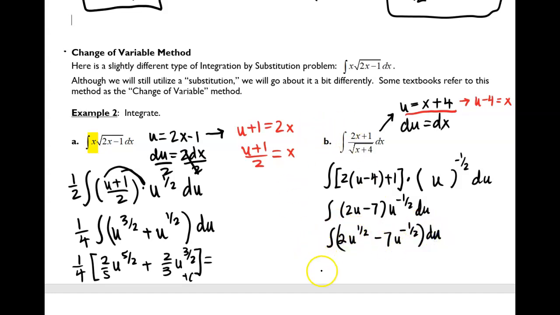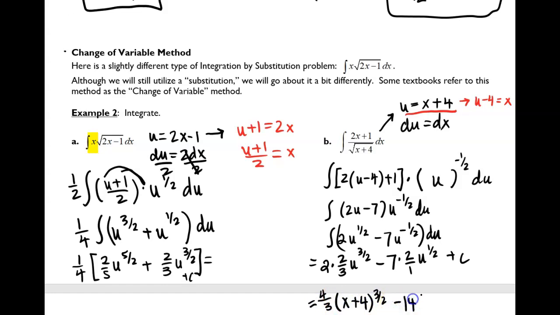Take my antiderivative. So I'd have 2 times u to the 3/2 multiplied by 2/3, minus 7 times u to the positive 1/2 multiplied by 2 over 1, plus c. And then I need to plug my u back in. So I have 4/3, and my u is x plus 4. I'm looking back up here for my u. Minus 14, x plus 4 to the 1/2, plus c.